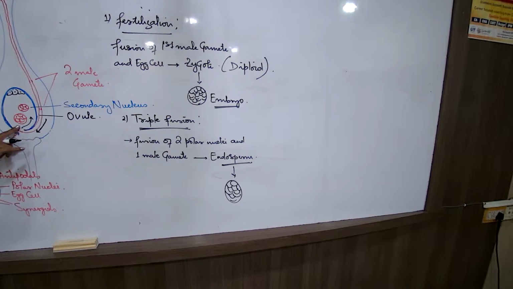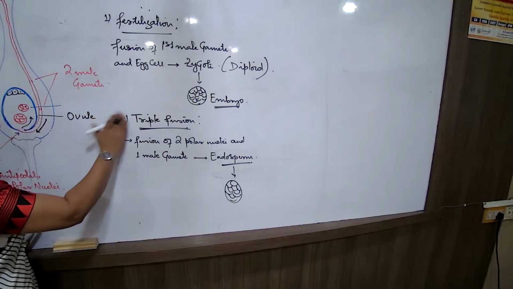If it is a dicot plant, what is the meaning of a dicot plant? A dicot plant has two cotyledons, like the pea and the gram. If it is a dicot plant, then it will be the embryo which will start developing further. If it is a monocot plant, something like maize and rice, if the flower is of a monocot plant, then the endosperm will develop.